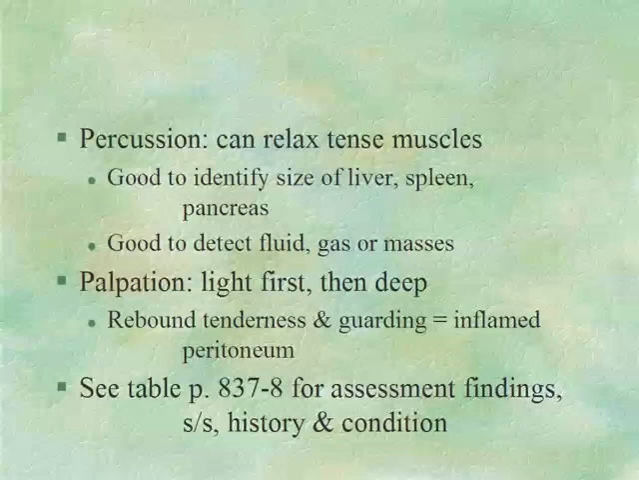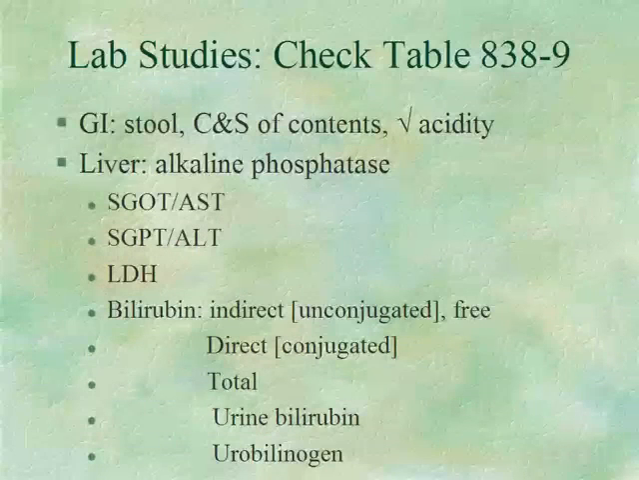There is a table on 837 to 838 that talks about the different assessment findings with symptoms, their history, and each individual condition. It's a really nice table. Lab studies, there's a table 838 to 839 that will help you here also. You want to assess their stool, culture and sensitivity of the contents, and the acidity of the stomach contents.